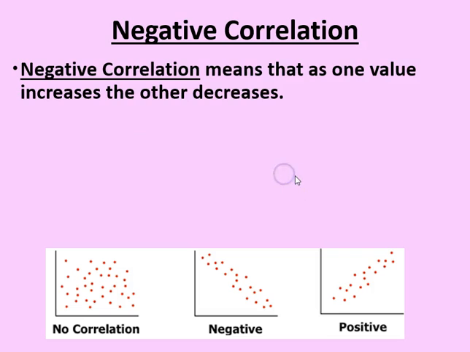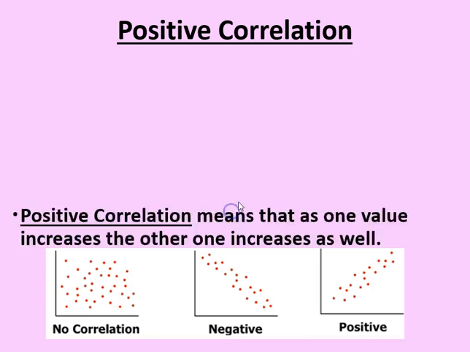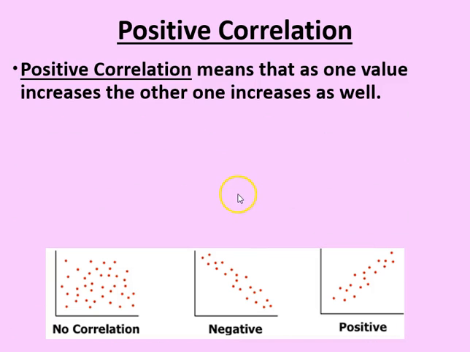A negative correlation means that if one value increases, then the other one will decrease. So for example, the more peanut butter you eat out of the jar, the less the jar weighs in total. So you can see they're going in opposite directions. The more you eat, the less it weighs. That's a negative correlation.